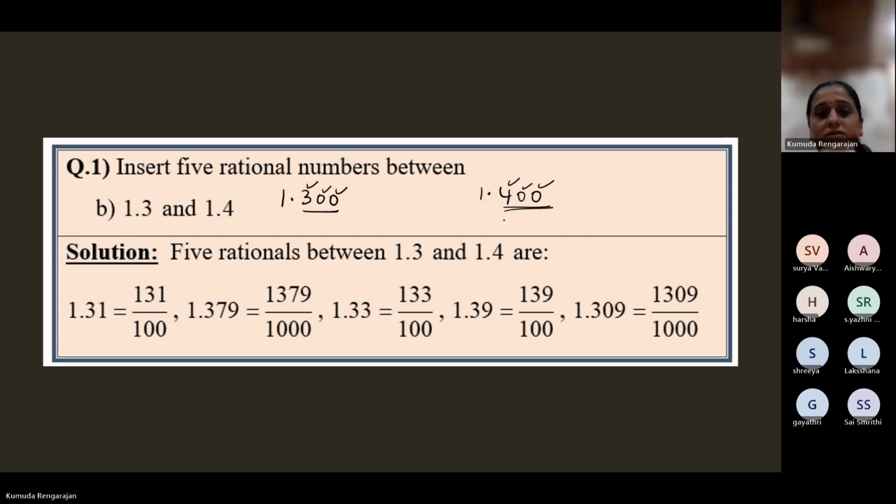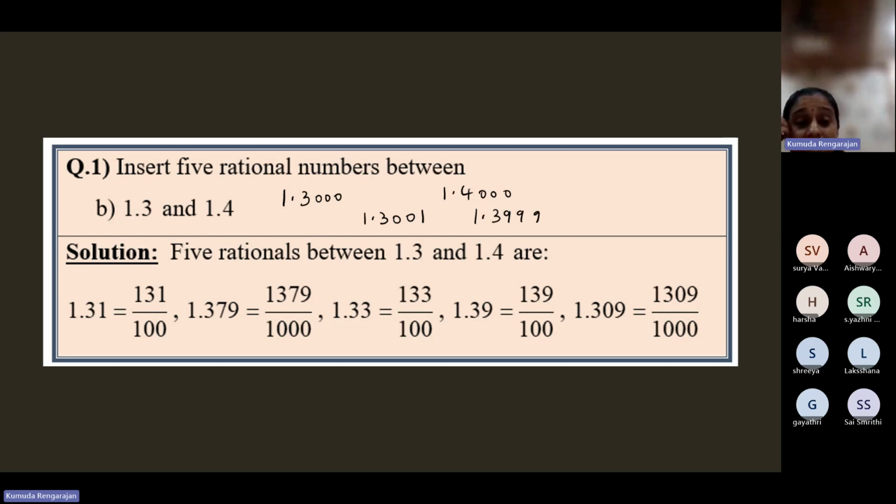300, 400. So 1.301, 1.302, 1.303, 1.304 till 1.399 you can write. You can still increase the gap. So 1.3000, 1.4000. Oh, so many numbers between them. 1.3001, 1.3002. And this is 1.4000, right? So 1.3999. You can go on till this number.